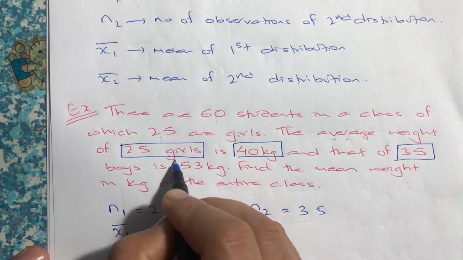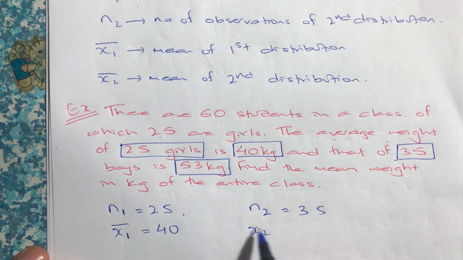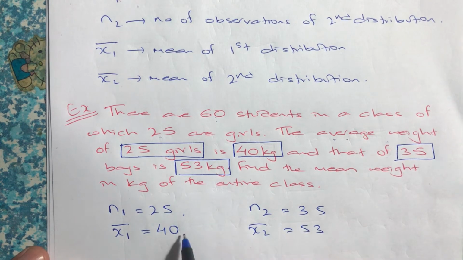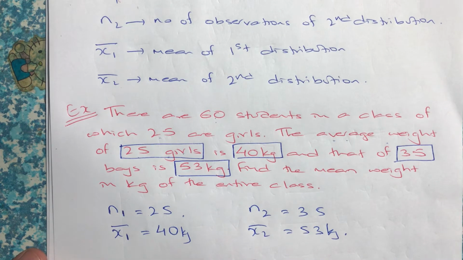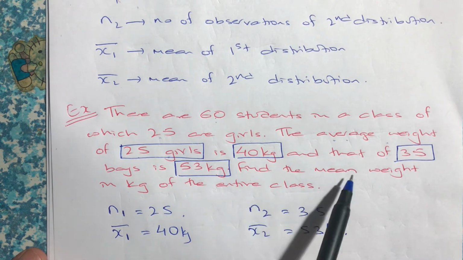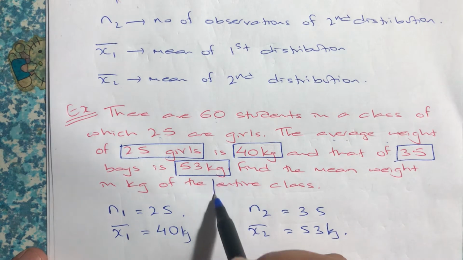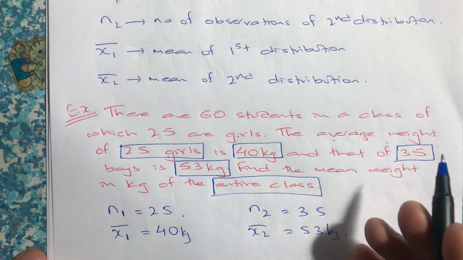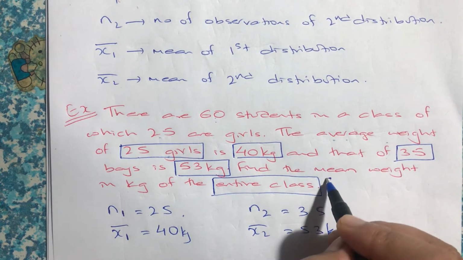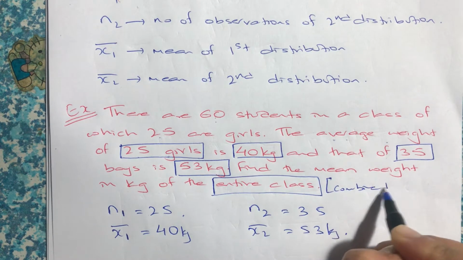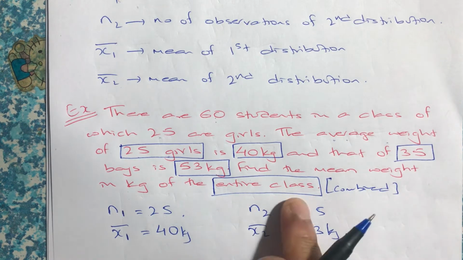What is the mean of the boys? It is 53. So we have x2 bar is equal to 53, and this is in kg. So we have n1, n2, x1 bar, x2 bar. Now they're saying find the mean weight of the entire class. Entire class means boys and girls together, so indirectly it means combined. So we have to find the mean weight of the combined distribution.